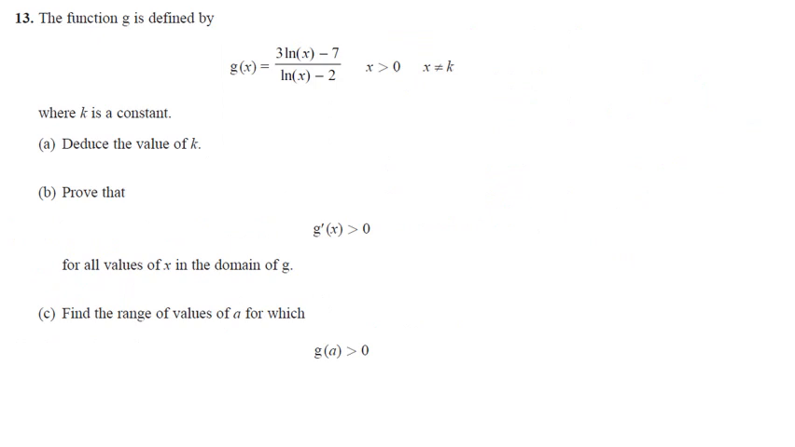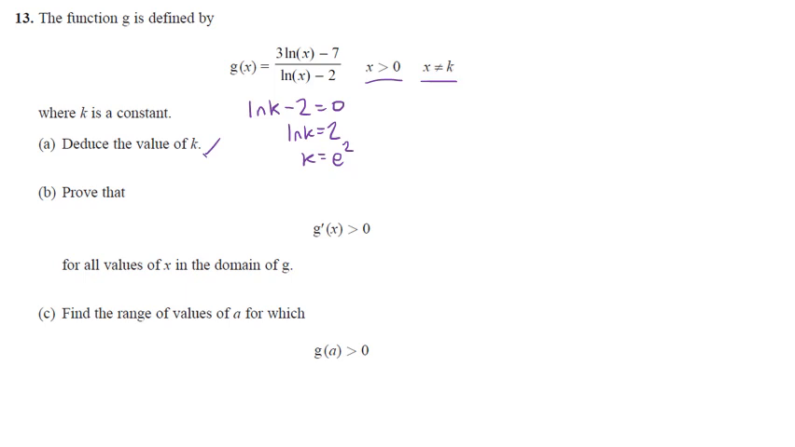Okay, so now we've got another function which involves logarithms. The domain is x greater than 0, but x can't be equal to k. So why can't x be equal to k? Because that must be the value that makes the denominator equal to 0. We can't divide by 0. So that tells us that ln k minus 2 is equal to 0. So ln k is equal to 2. And if we exponentiate that, we get k is equal to e squared. Okay, that's part A done.